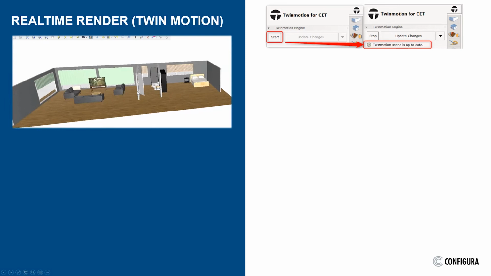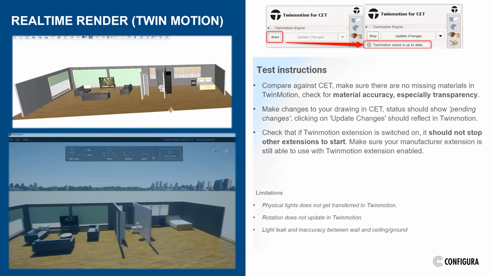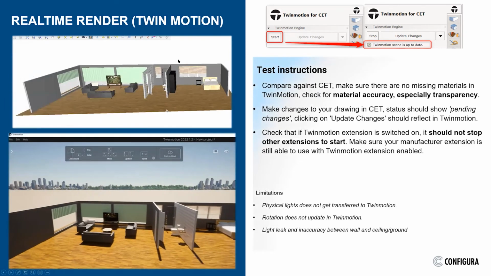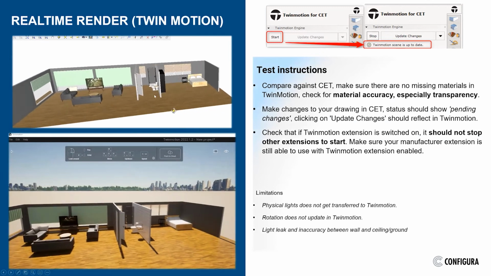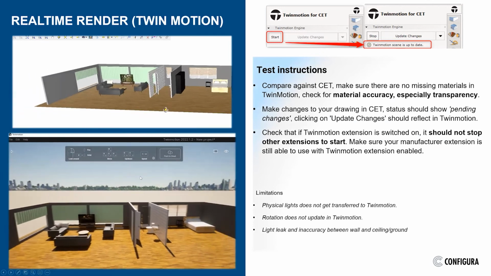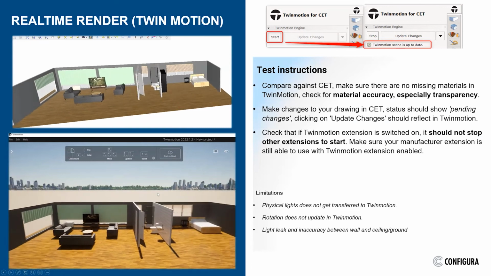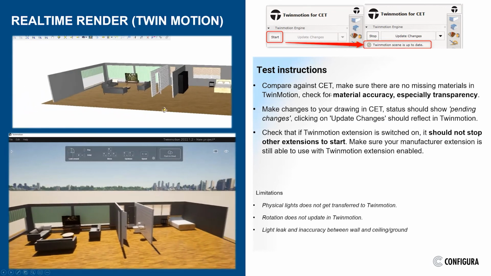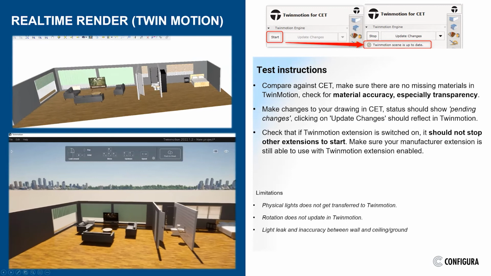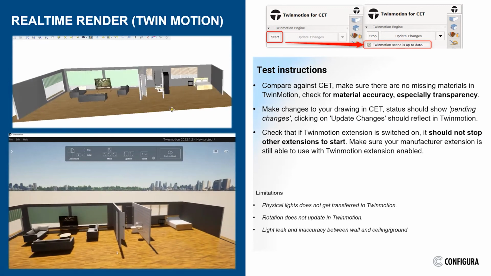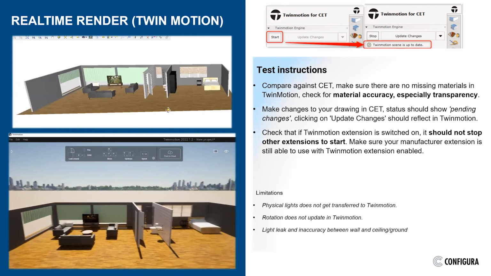So what is this about? Okay, so what it means is that you can now transfer your drawing into Twinmotion, which is an external rendering software. Okay, so I'm going to be going through the test instructions. Then I'm going to be doing a short demo as well.